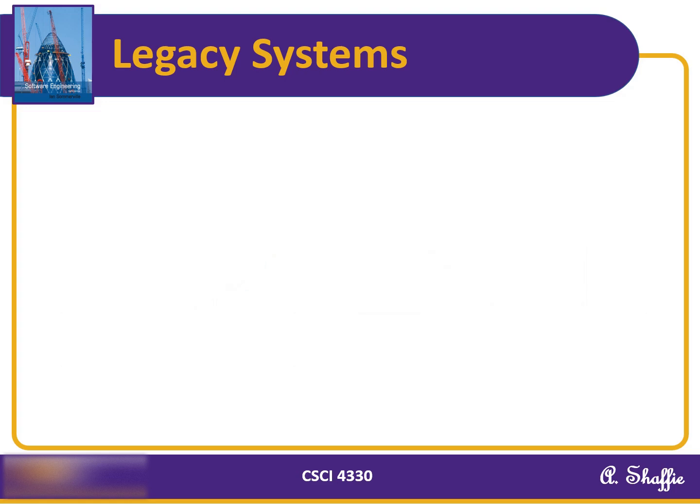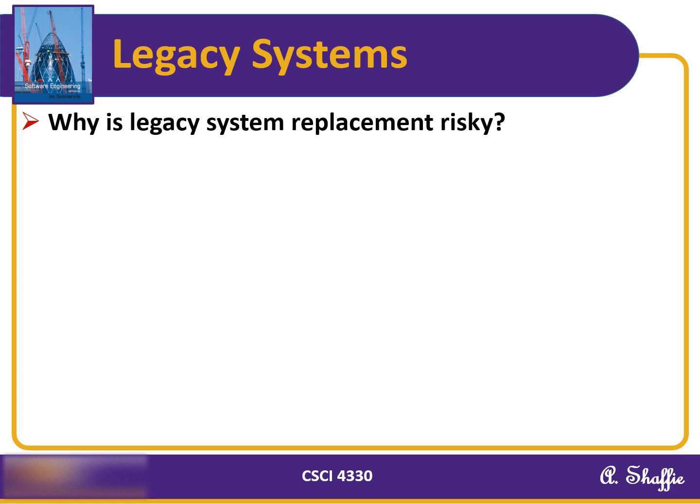Since these systems are so old, we are left with two alternatives: either replace the system or make changes to it. Let's explore the first option, which is replacing the system. Please pause the video for a moment and try to answer this question based on your understanding. Why is legacy system replacement risky?